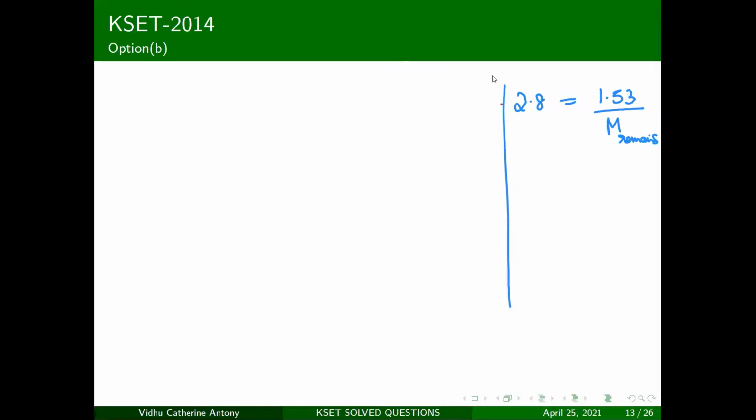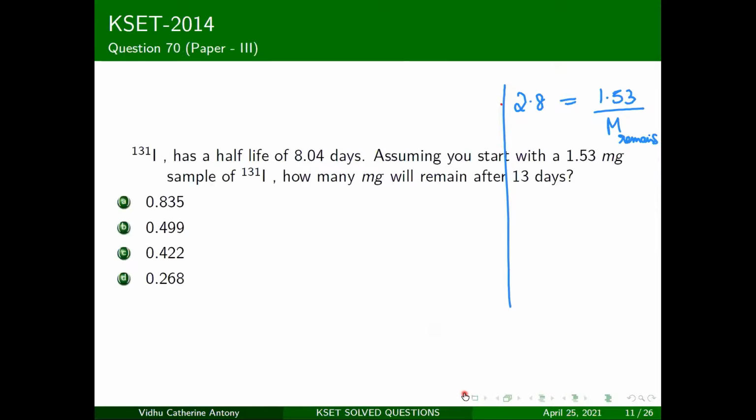Now I will go back to the question so that I can use the options that are mentioned in the question and then try to manipulate this a bit. So you've got 2.8 is equal to 1.5 divided by mass remains. Now, the idea is that you take each of these options and try to calculate if this would figure to about 2.8. Let me take the first option. I do 1.53 divided by 0.835. That's going to give me something like, let's say, 1.8.